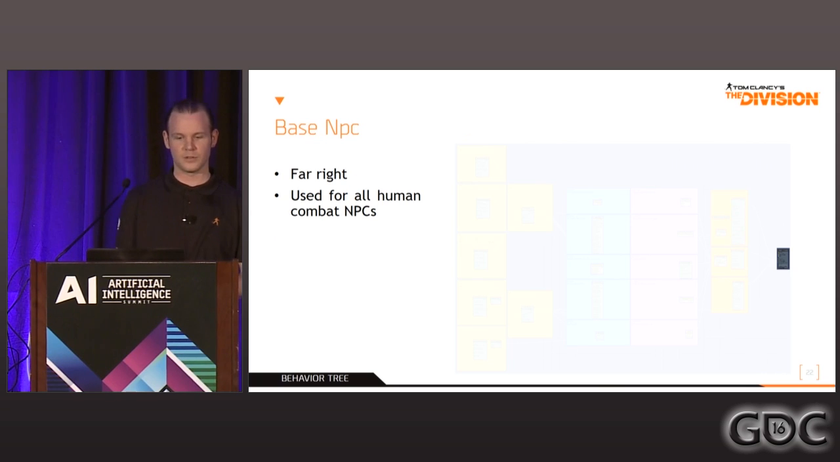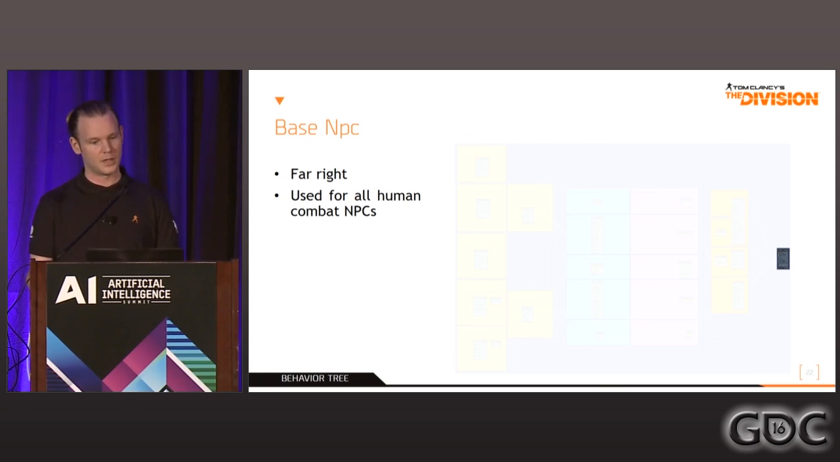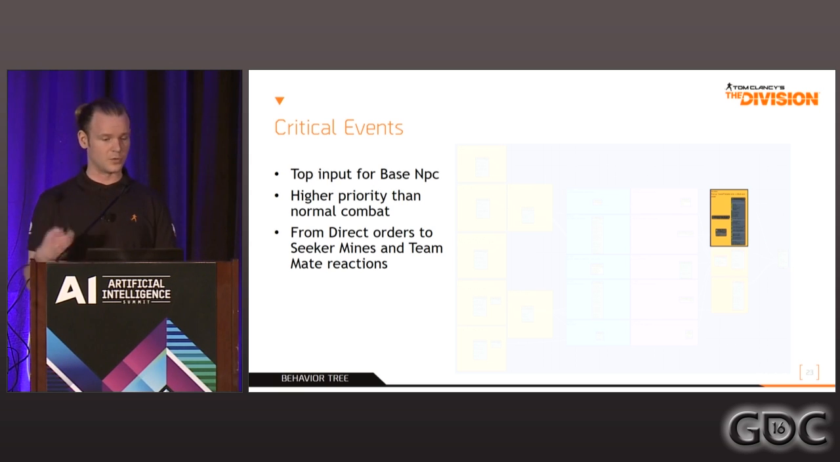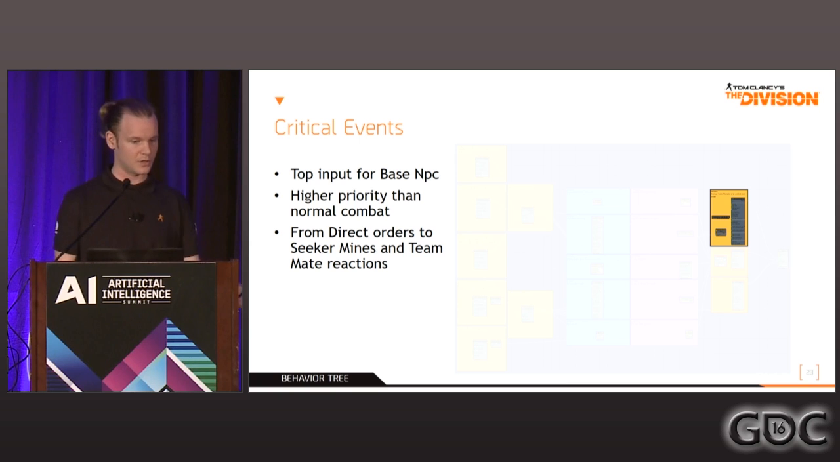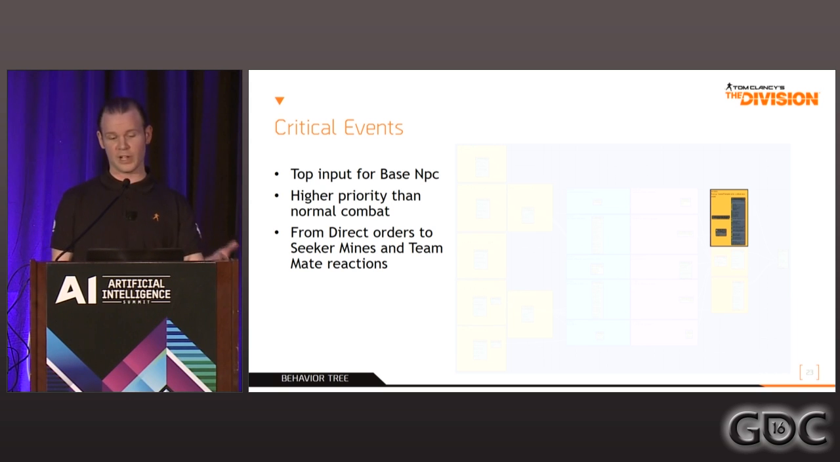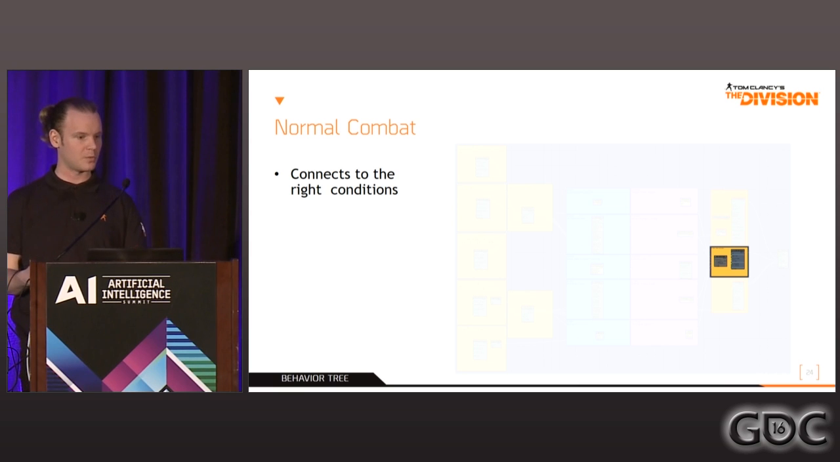So at the far right, you have the base NPC Compound. Those are the compounds, the reusable subgraph. It is used by basically all human combat NPCs that we have in the game. As its top inputs, it has the critical events. Drew Reckoner mentioned them yesterday in the talk. They run at a higher priority than normal combat, and they contain anything from direct orders to reactions to seeker mines and teammate reactions. After that, we have the normal combat.